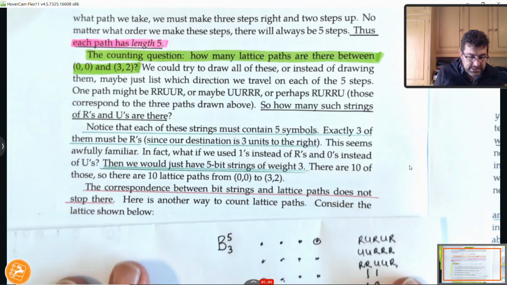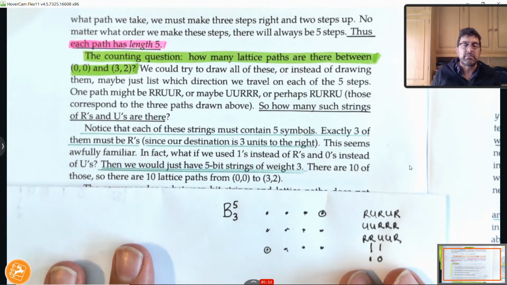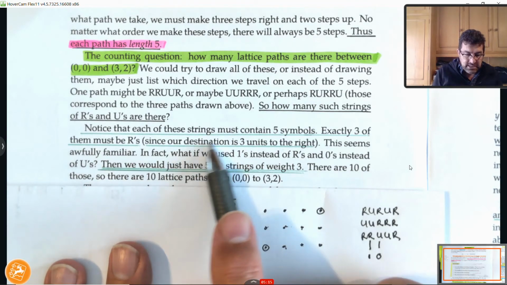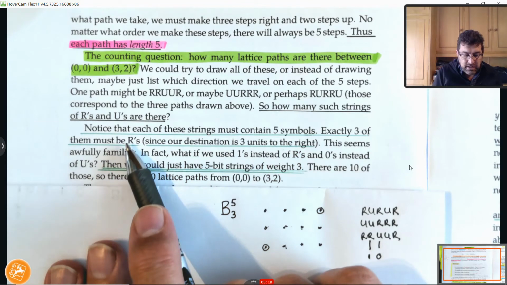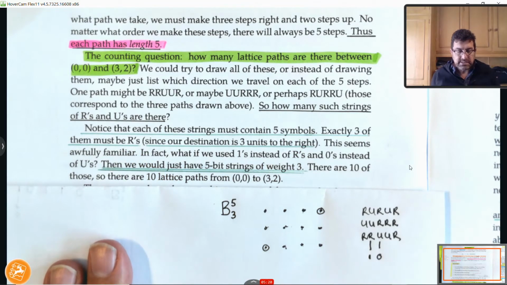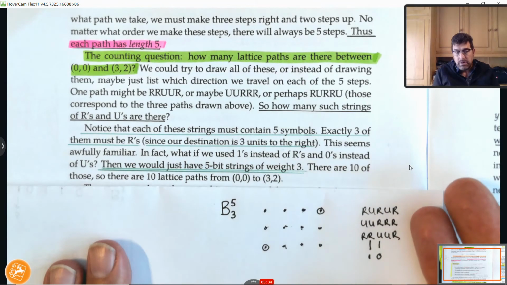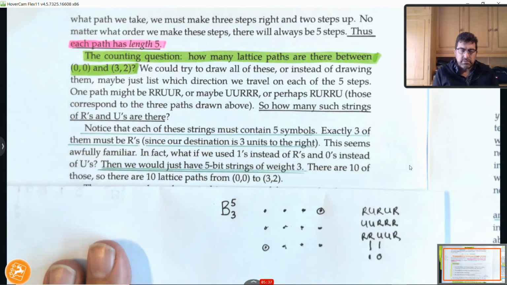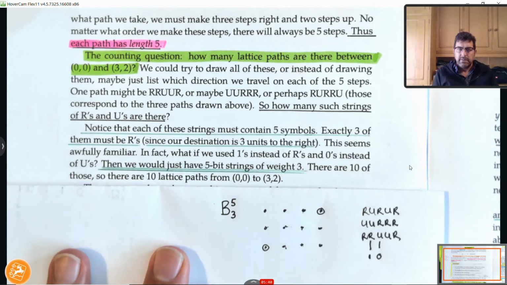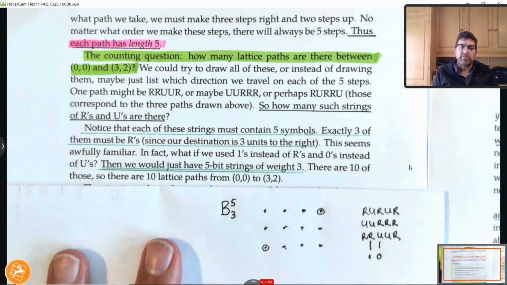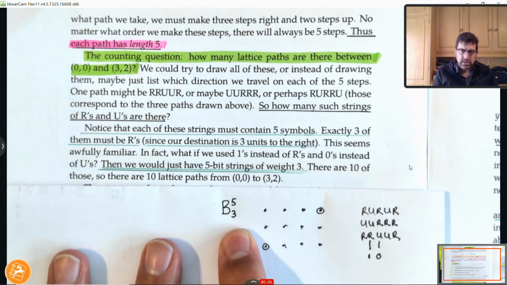Okay, now we've already seen some interesting things about that type of path. So notice that each of these strings has 5 symbols, exactly 3 of them are R. Since our destination is 3 units to the right, this seems very familiar with what we've done. If we represent them with noughts and ones, we could have done it the other way around, it doesn't matter. We just decided to do the R's as our ones. Then we should just have strings of length 5 and weight 3 in this case. So there are 10 of those.